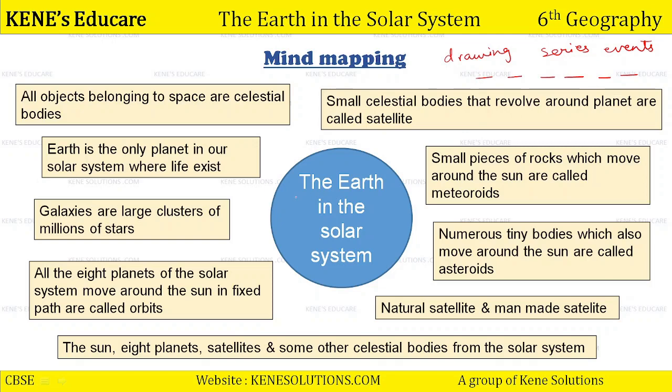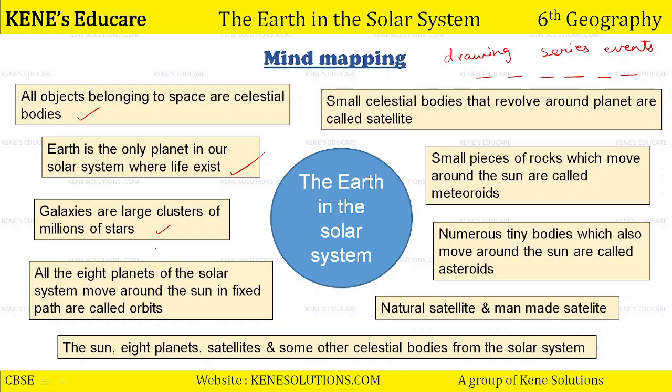Okay? So we read the chapter Earth in the Solar System, jisme the first thing we read was all objects belonging to space are celestial bodies. This was the first thing we learned. Then we learned Earth is the only planet in our solar system where life exists. Then we read galaxies are large clusters of millions of stars. Galaxies क्या होती हैं? Millions of stars का cluster होती हैं. One such galaxy was Milky Way galaxy, which is also known as Akash Ganga.